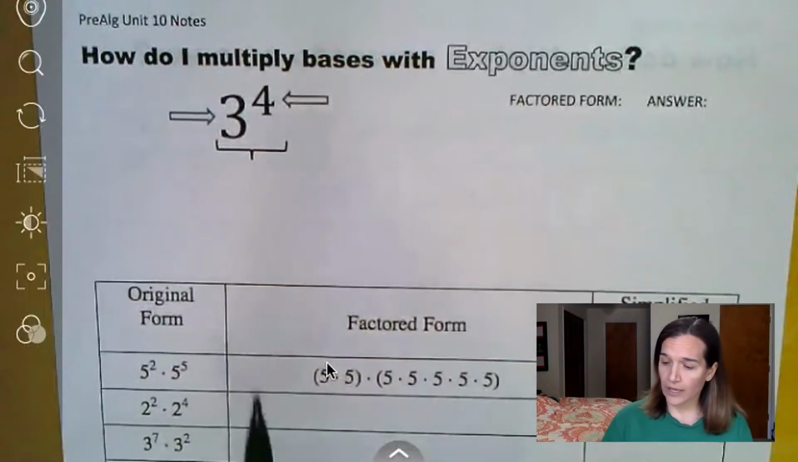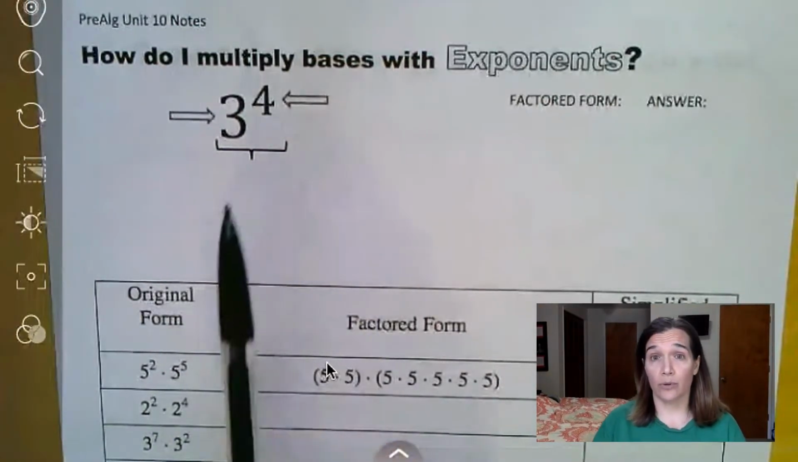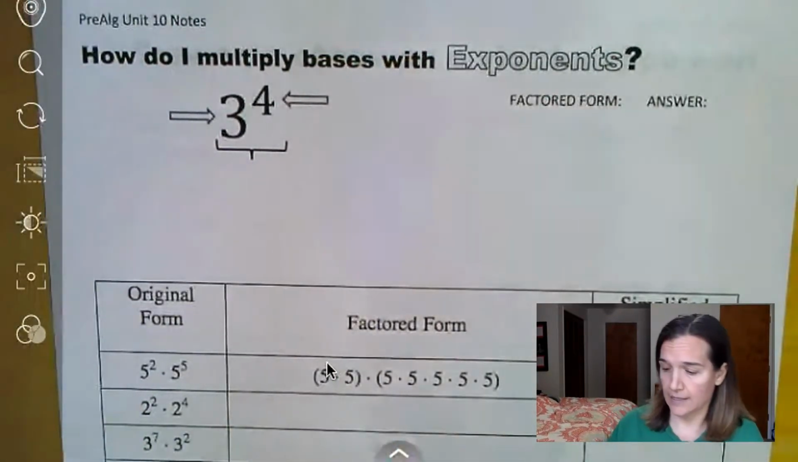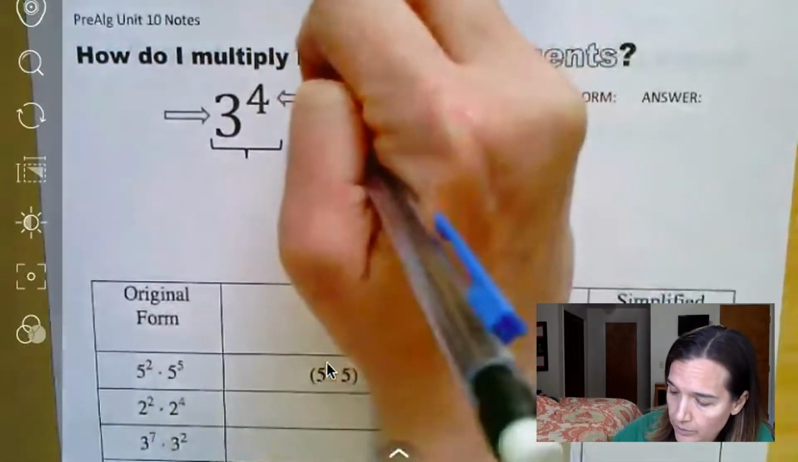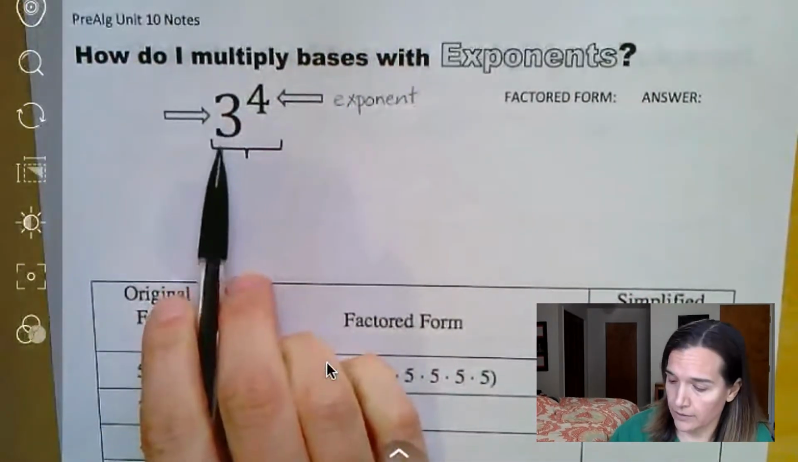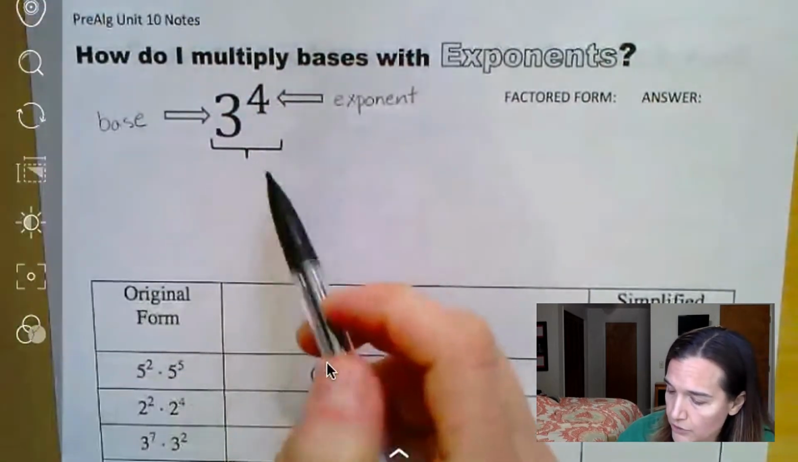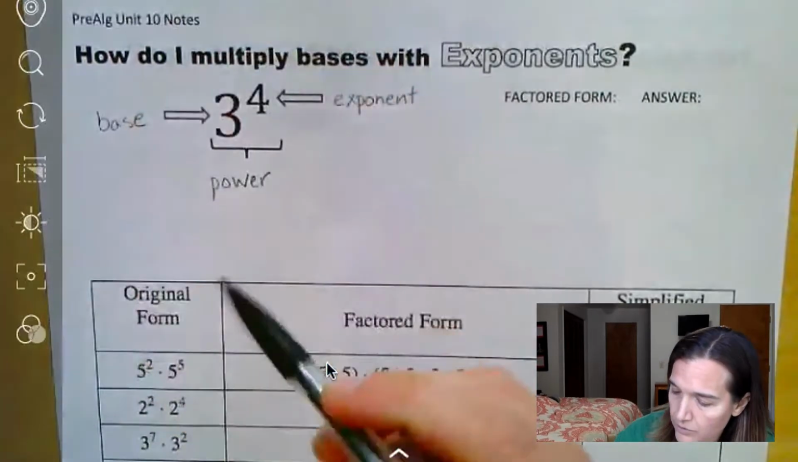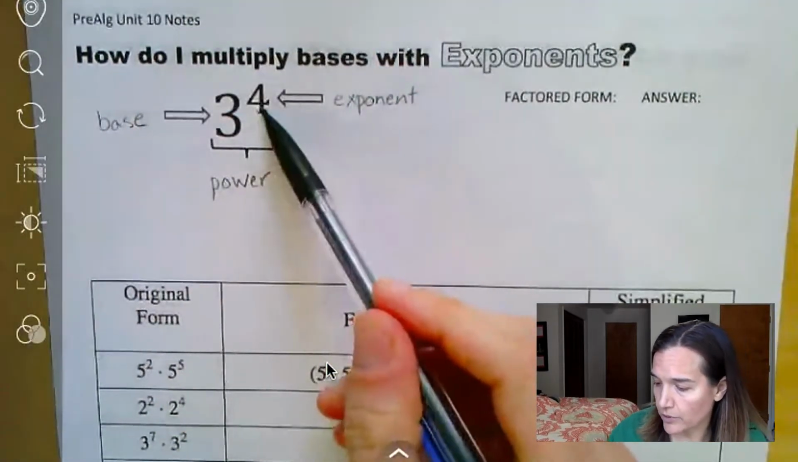First off, we're going to look at how to multiply bases with exponents. And each one of these things has a name. The little tiny number in the upper right corner, that is your exponent. And the number here, the big one, is your base. And the two together is called a power. So this is your base, and this is your exponent.